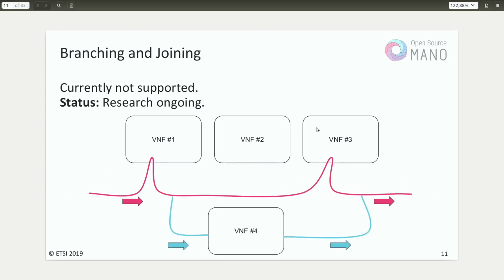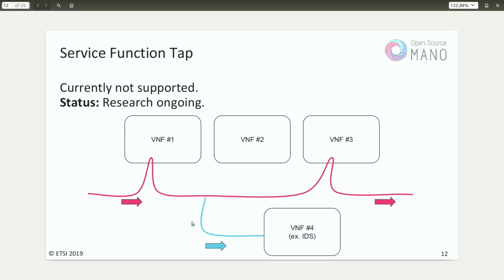Another thing that we are still trying to find a way to do is the branching and joining. So whether it's possible to split the path in two parts and then maybe join it in another part of the chain. The service function tap is not supported yet. What is a service function tap? It is basically a service function which is not part of what we can call the active path of the packets, but just receives a replica of them. For example, an IDS that just needs to keep track of the packets going through, but doesn't need to take any action on them. As I said, the research is still ongoing.